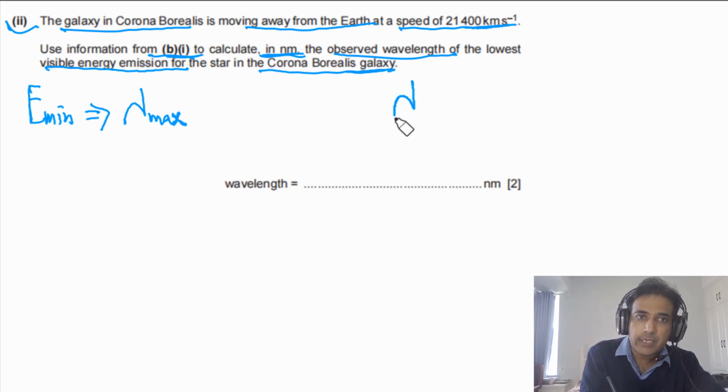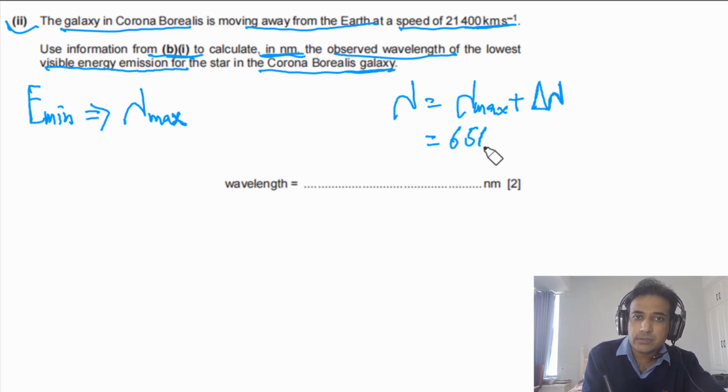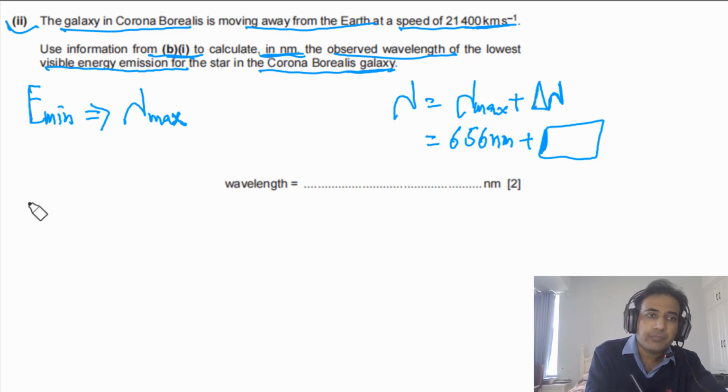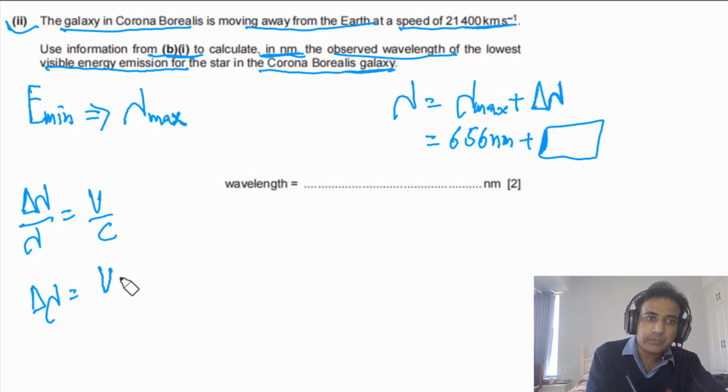So we can say the value of lambda will be equal to lambda max plus the change in wavelength due to redshift, delta lambda. Lambda max from part B1 was equal to 656 nanometers plus delta lambda. So this value we need. Delta lambda we can simply calculate. Delta lambda over lambda is equal to v over c. Delta lambda will be equal to v times lambda divided by c.